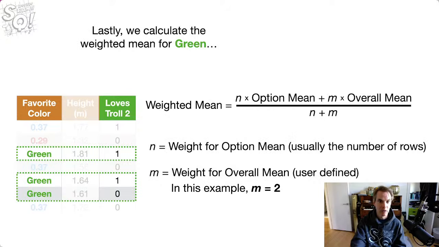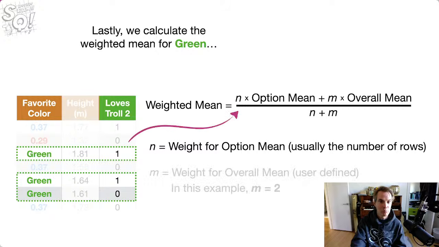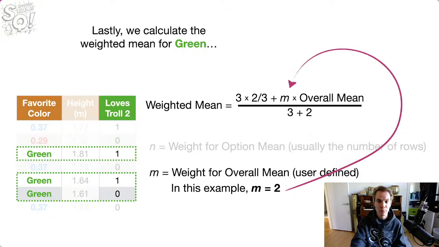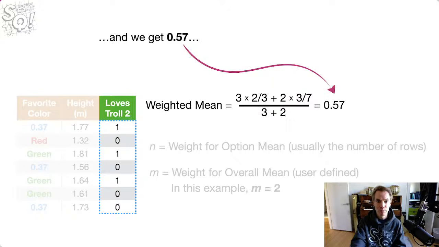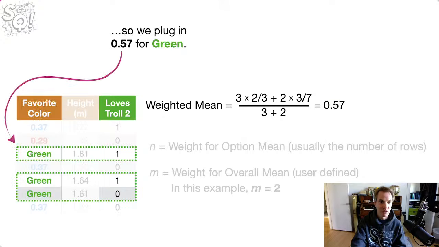Lastly, we calculate the weighted mean for green. And we get 0.57. So we plug in 0.57 for green.